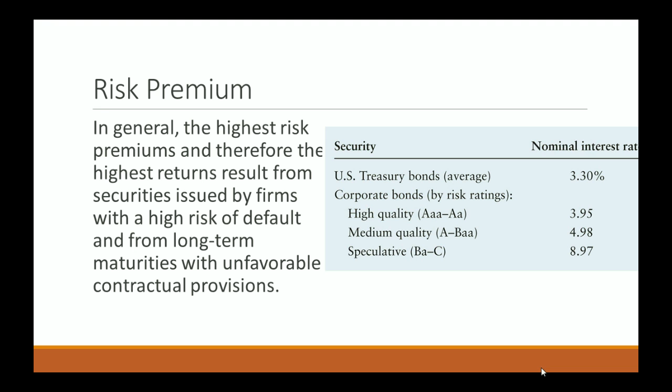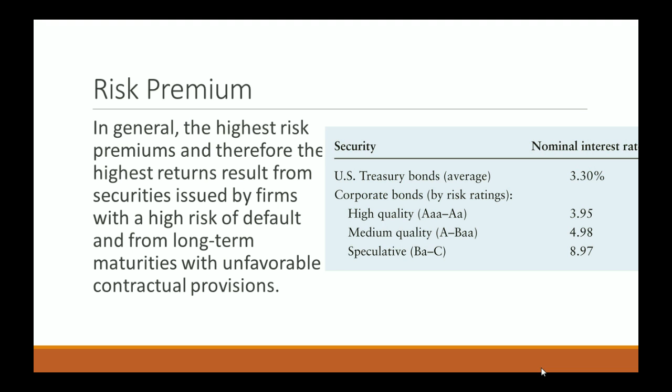In general, the highest risk premiums, and therefore the highest returns, result from securities issued by firms with a high chance of default. So if we look at historic interest rates, we see that U.S. Treasury bonds generally have the lowest rate of return. That's because they are not exposing the investor to a large amount of risk.